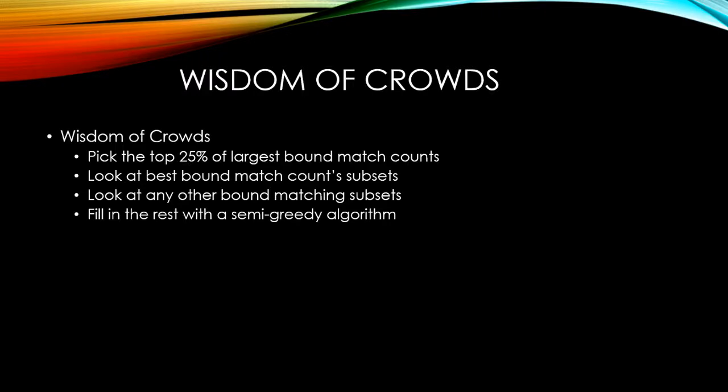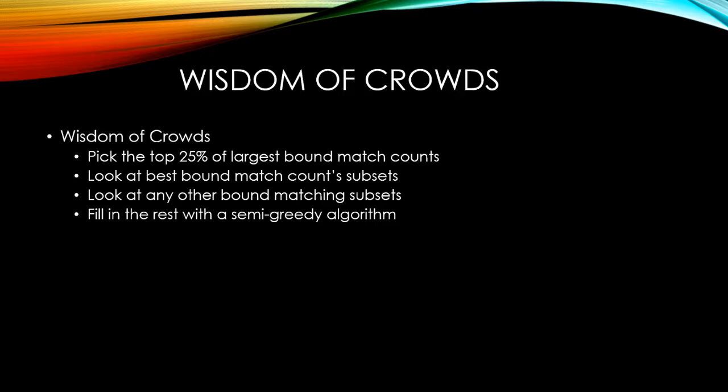During the wisdom of crowds phase, the top 25% of the population is taken. The top 25% is defined as having the most sums that match the bound. First, the solution with the highest bound match count is looked at, and its subsets are taken.